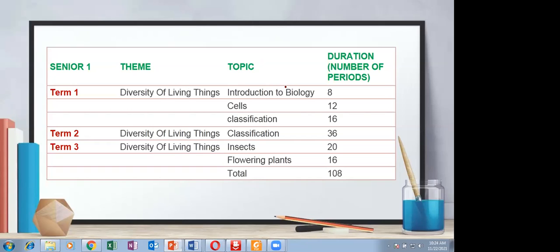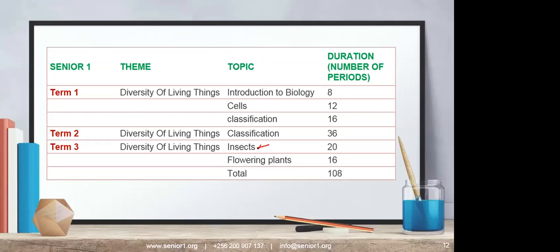So first of all, you will be introduced to biology, and I'm here to introduce you very soon. We shall introduce you to biology, and it will take us about 8 topics. We shall also introduce you to cells. We shall know what is a cell, what it means. We shall then introduce you to classification, how we group things. We shall learn insects in particular because they are a special group, as well as flowering plants. So this is what we shall learn in the entire senior one.